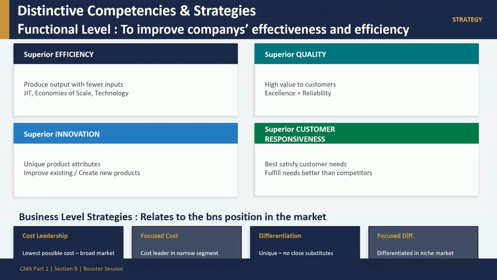Then comes proper usage of technology. These are some of the factors that help us increase efficiency. Then it's about superior quality. Superior quality, in the sense, means giving the most utility of the product to the customer. The customer should be very satisfied with your product's quality. That is when we reach superior quality.